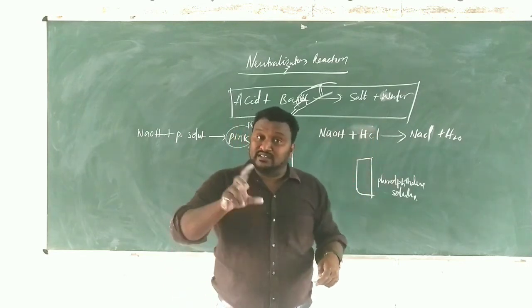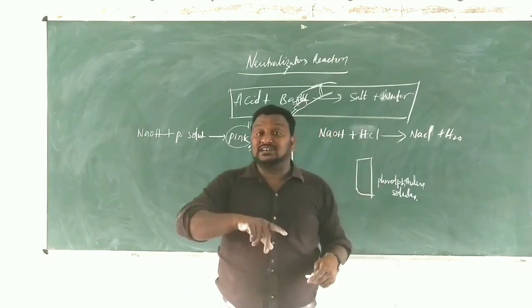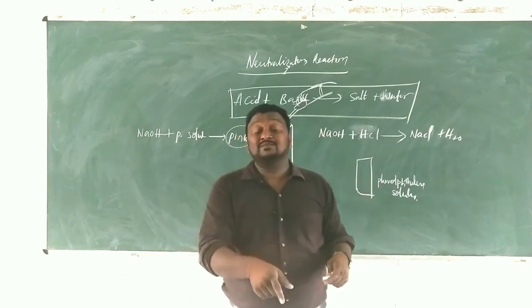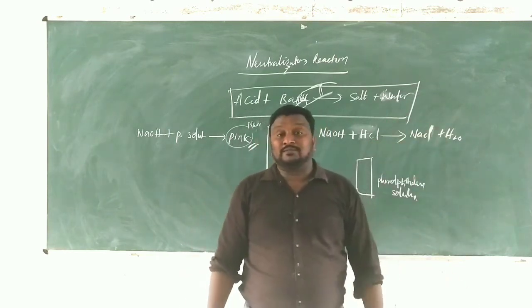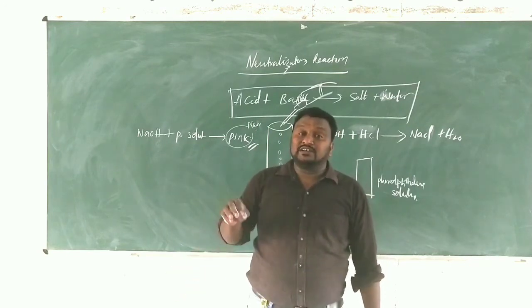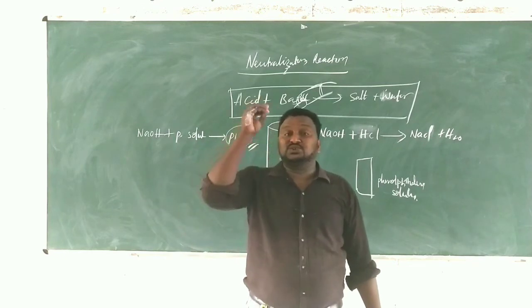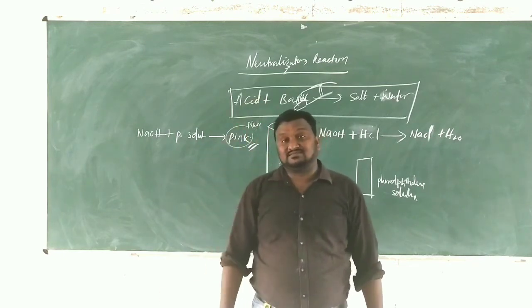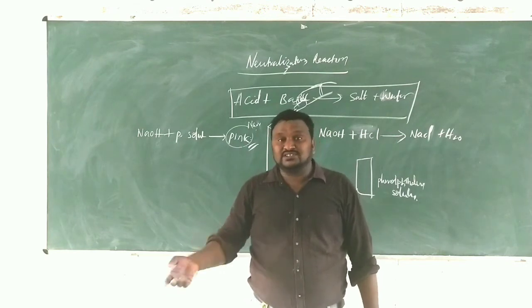So children, in this way, acid and base are opposite. They are not similar, they are dissimilar. That's why they form salt and water. Again, the solution is now colorless. After adding HCl to the NaOH, the solution becomes colorless. When it seems to be colorless, that is a neutral solution.